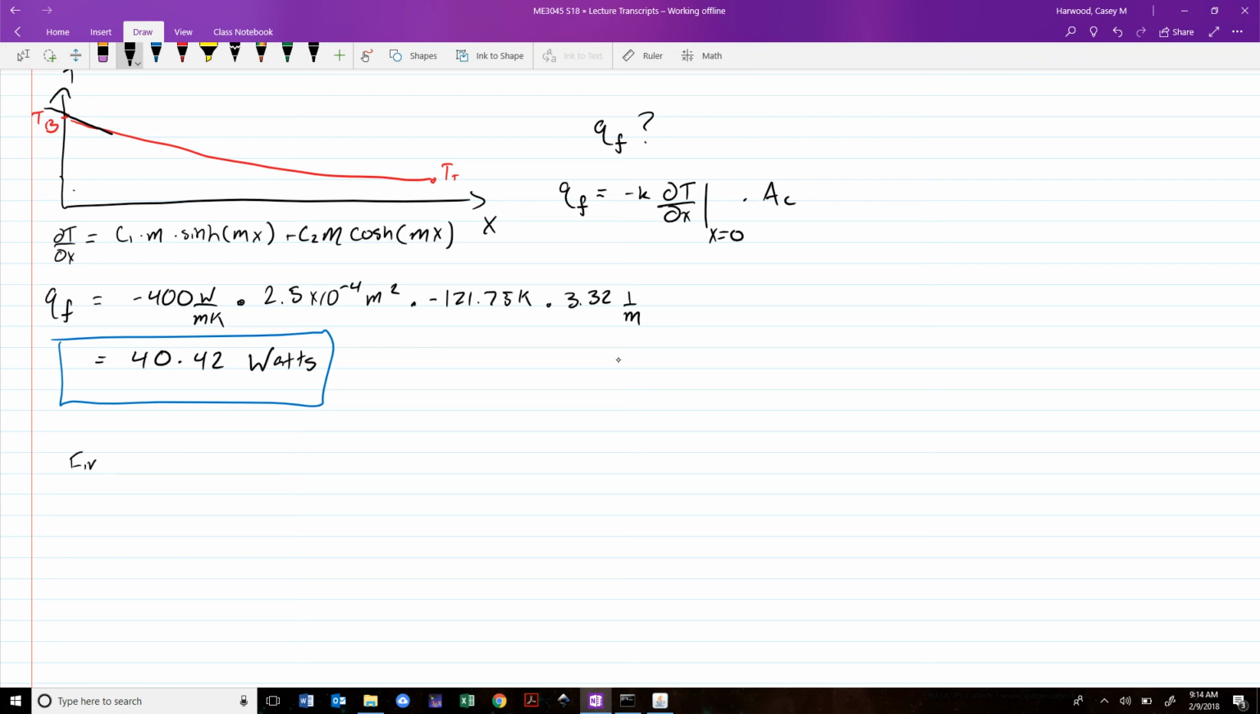Start from the fin equation. Choose the form of the general solution that you want to solve, whether that's the exponential form or the hyperbolic form. Okay, either one's fine.